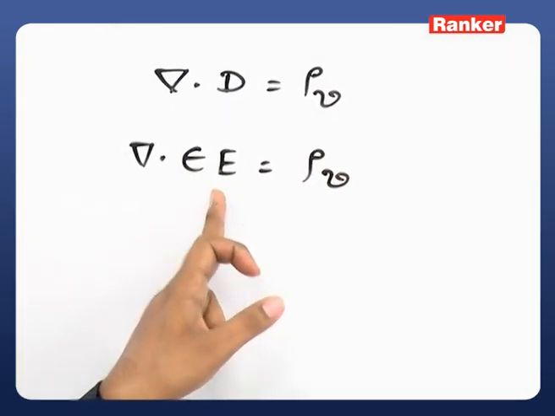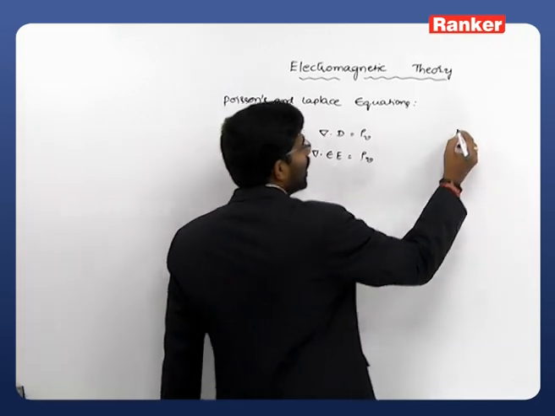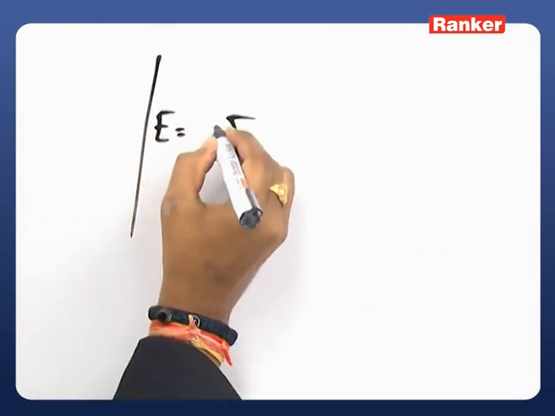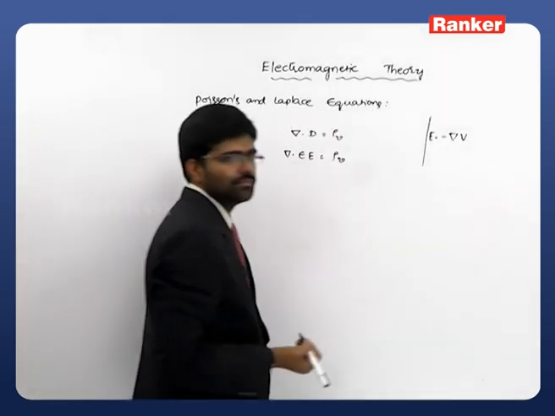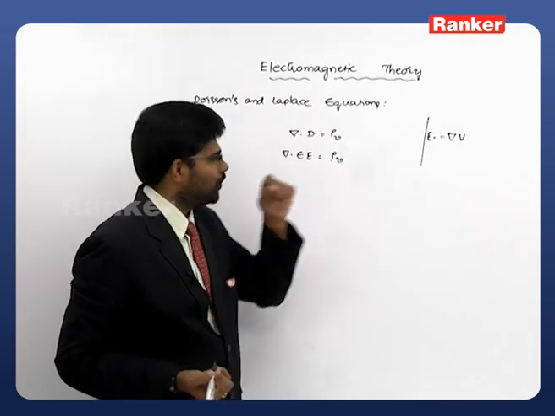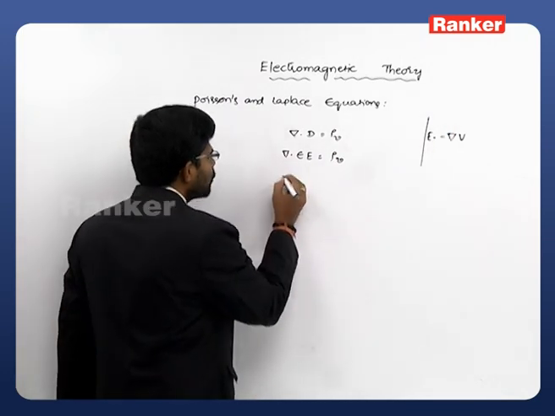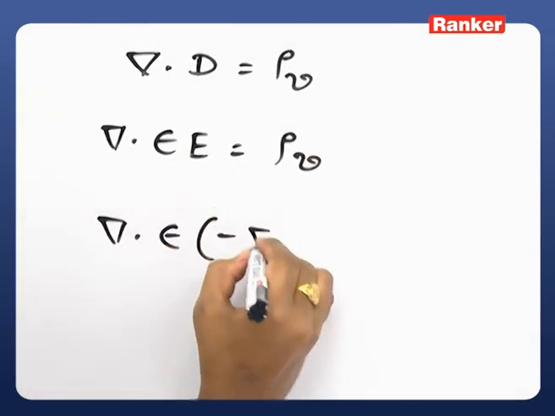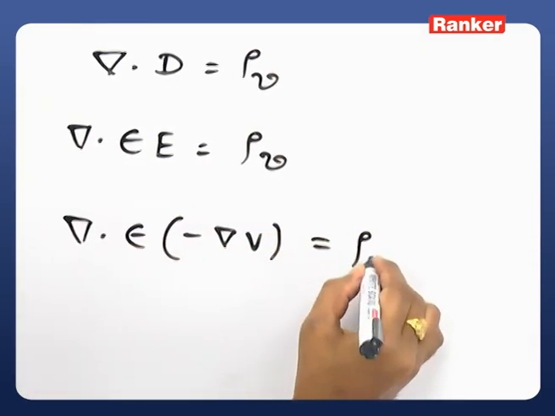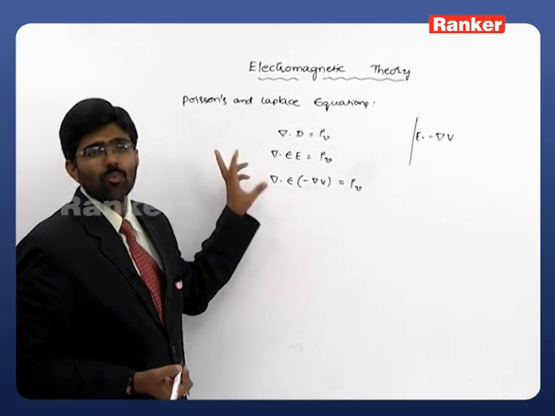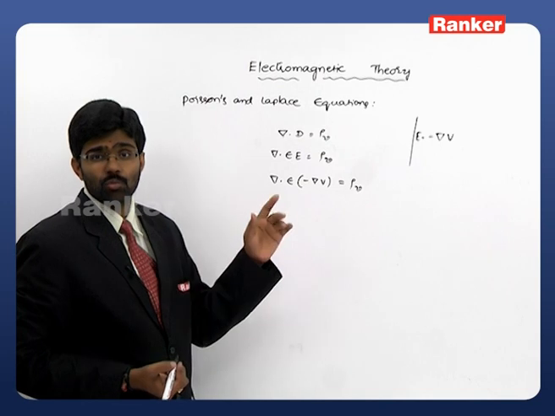And we have a relation between this E and potential. How are they related? That E is equals to minus gradient of V. So the electric field intensity can be obtained from the potential using this gradient equation. So this E can be replaced with minus gradient of V, which is equals to rho v. Simply this equation is said to be the Poisson's equation for non-homogeneous medium.